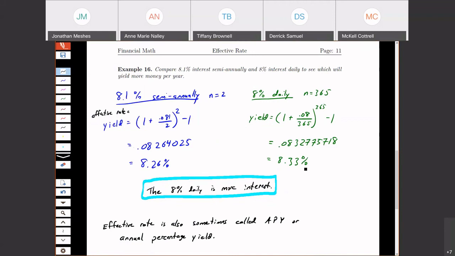We want to know, why are there two numbers on the same thing? And this way you can get a feel for, oh, this is what that is. The interest rate is 8%, but because of the compounding, my money's actually going to go up by 8.33% after a year. Okay. So that's the idea behind effective rate.